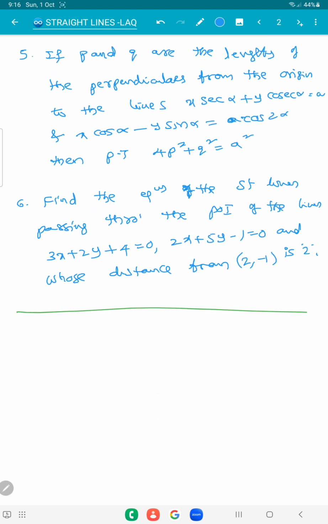Next one is 4p square plus q square is equal to a square, and the last question is finding the equations of the lines through the point of intersection of two lines and at a distance of 2 units from the given point. These are the questions we are going to discuss now. Let us take the first question, circumcenter of the triangle.